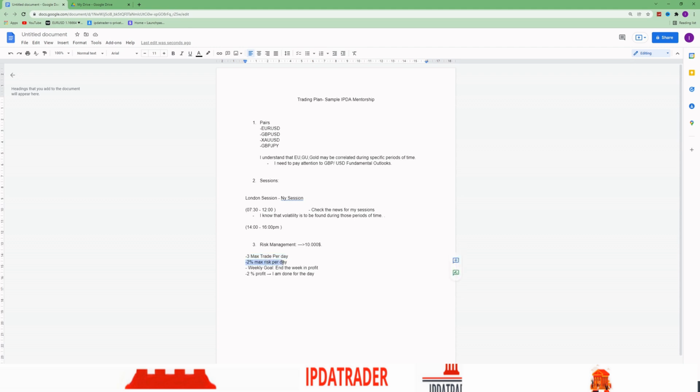I'm going to be risking a maximum of 2% risk per day, which means I can either split my risk, or if I'm very comfortable in a position, I can put all of that. Right? Let's say I can put my 2% risk into a gold position if I believe that that is absolutely going to work for whatever reason it may be. And that means that if I lose that gold trade, I'm done for the day. My weekly goal is going to be ending in profits. And if I reach 2% profit, I am done for the day, right?